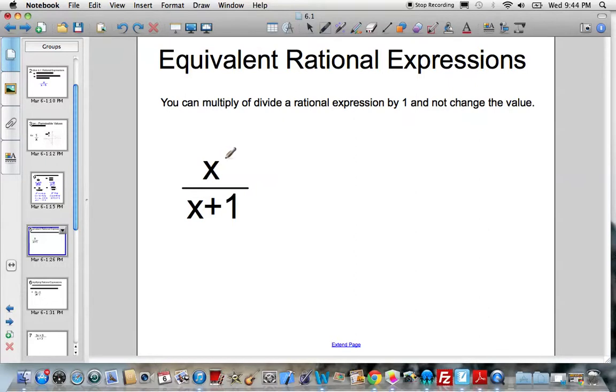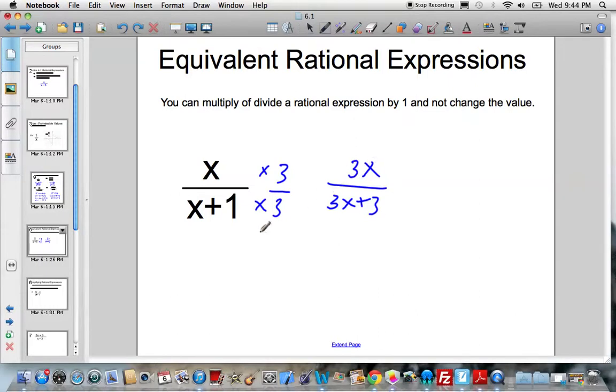We can do some stuff to this guy, and it's still going to be essentially the same thing. It's sort of like when we rationalize the denominator, or we take the conjugate and multiply by the conjugate. All we're doing is multiplying by 1. So if I multiply this by, say, 3 over 3, essentially I'm multiplying by 1. So I end up with 3x over 3x plus 3. That's still the same guy.